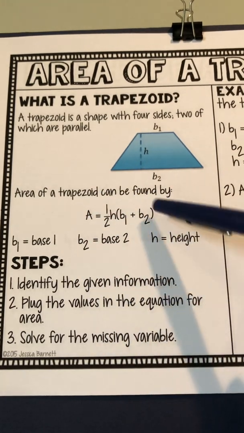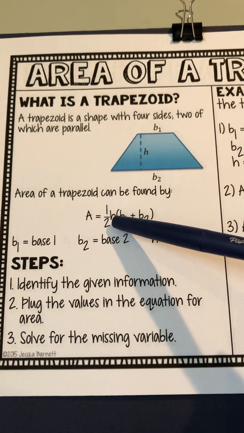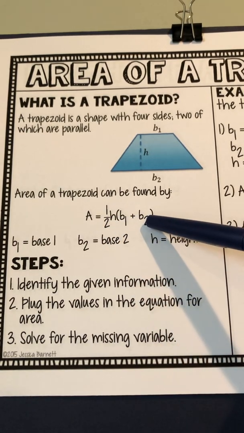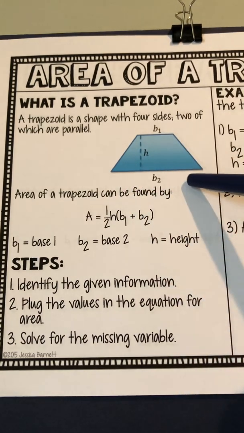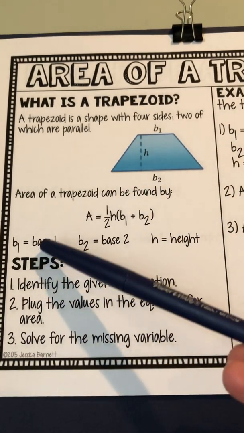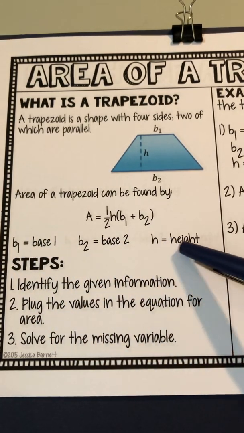So area of a trapezoid can be found using this formula. Area is equal to 1/2 of the height, so half of the height times base 1 plus base 2. So this added to that times half of the height, okay? So base 1, B1 we call base 1, B2 we call base 2, H is the height.